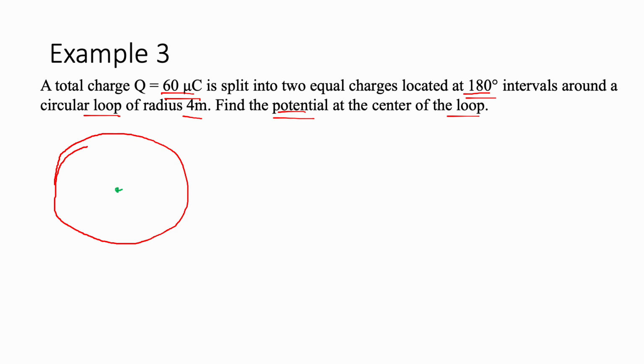This is going to be the center, and we need to find the potential at this point. The radius is given as 4 meter. There are charges: one charge is split into two and located at 180 degree intervals, from here to here. So one is located here, 30 microcoulomb, and another one is 30 microcoulomb as well.